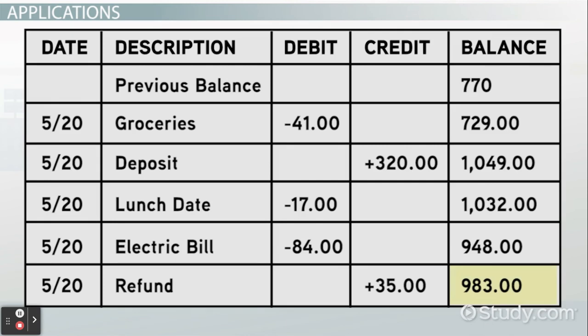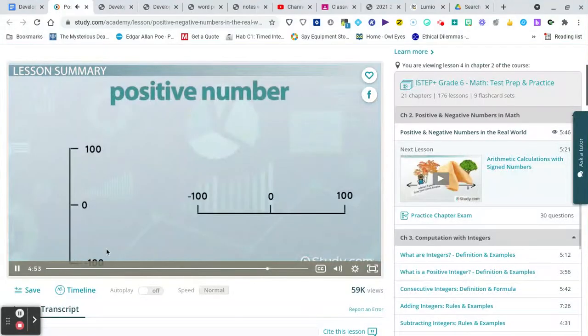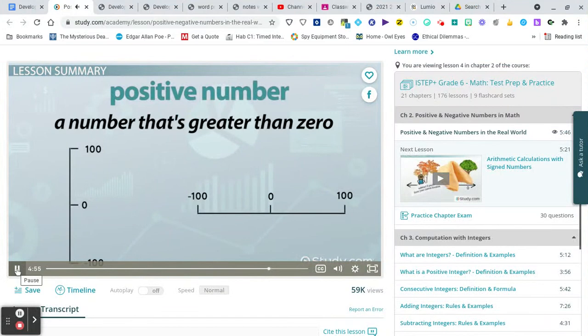Not only do positive and negative numbers show up everywhere around us, but they also prove to be quite useful in real-world applications. Let's briefly review what we've learned. A positive number is a number that's greater than 0, and it falls above 0 on a vertical number line.